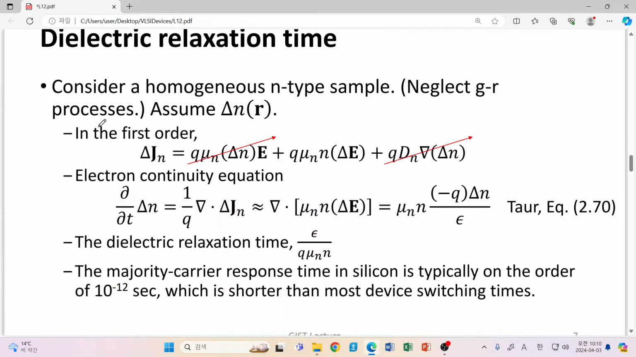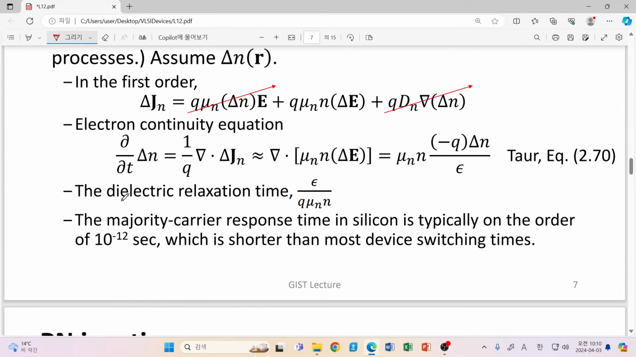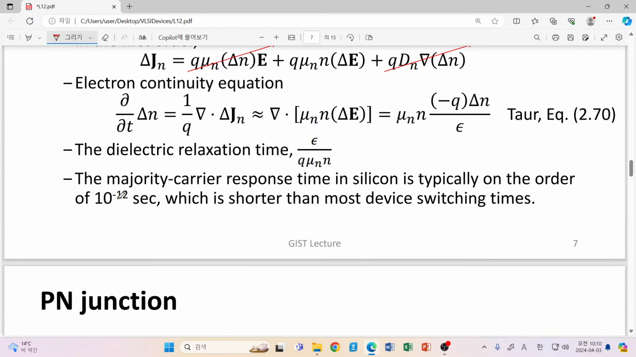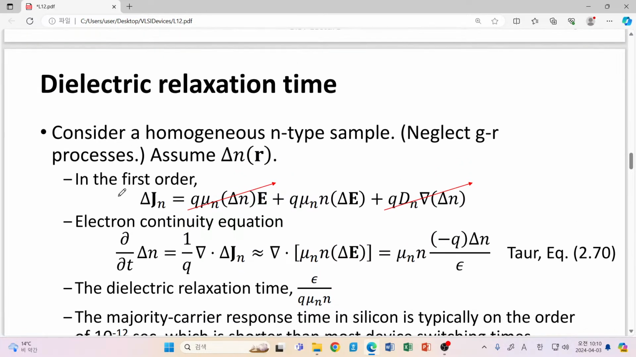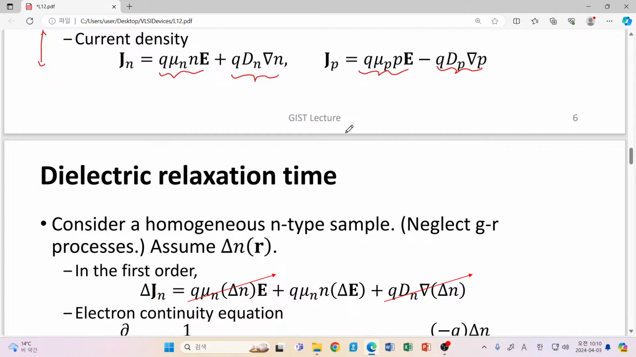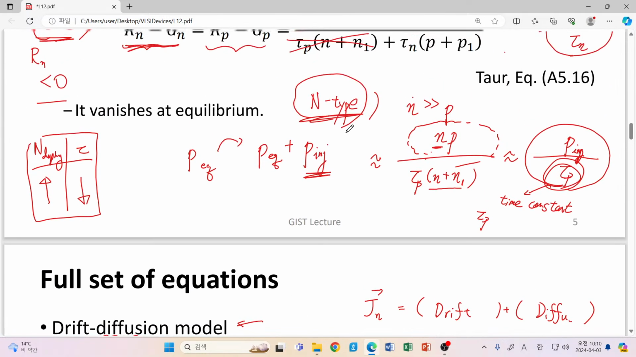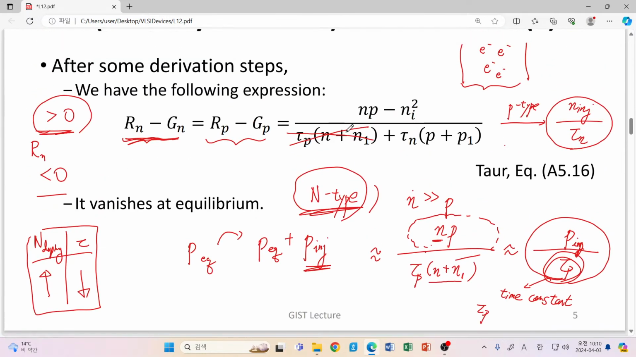Okay, so I think that this is the last slide before the PN junction. Here we have the PN junction, and the last slide is related with dielectric relaxation time. So this dielectric relaxation time is related with the time of our majority carrier. I mean that, previously, here we have talked about this one.